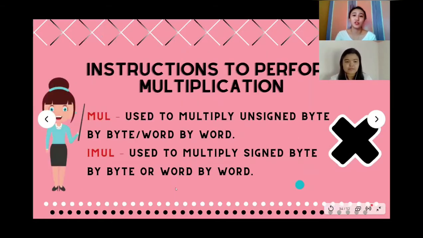So the next one is instructions to perform multiplication. So MUL, it is used to multiply unsigned byte by byte or word by word. So the MUL is for unsigned. Then IMUL, it is used to multiply signed byte by byte or word by word. So IMUL is signed, and MUL is unsigned. Next.